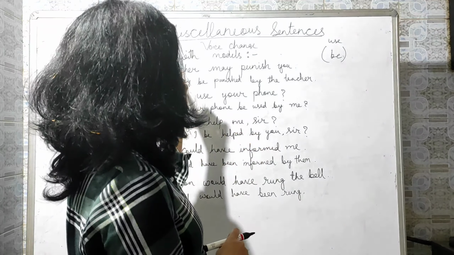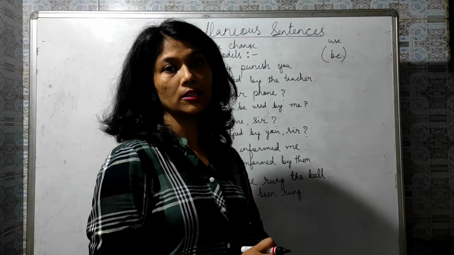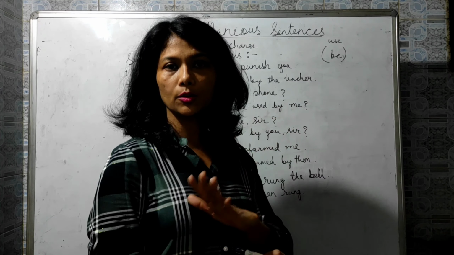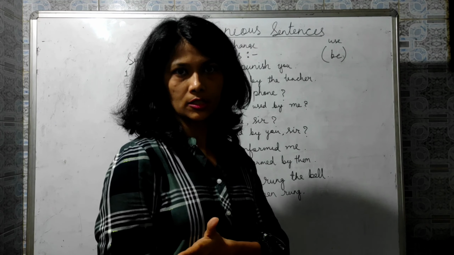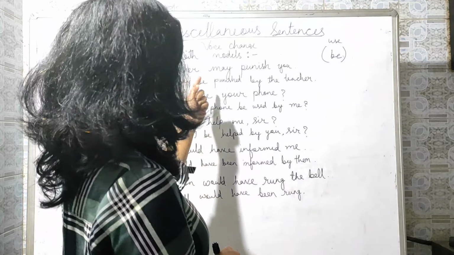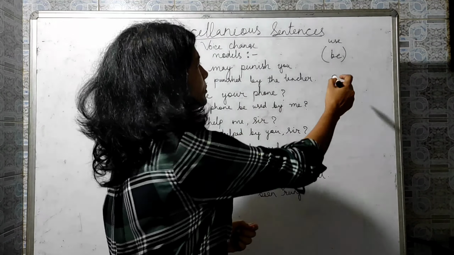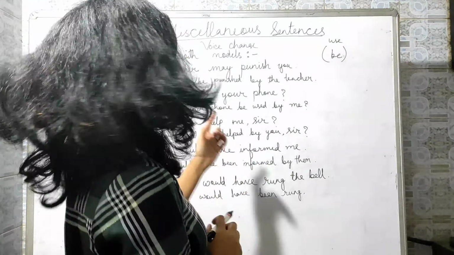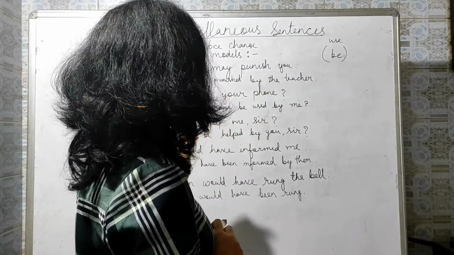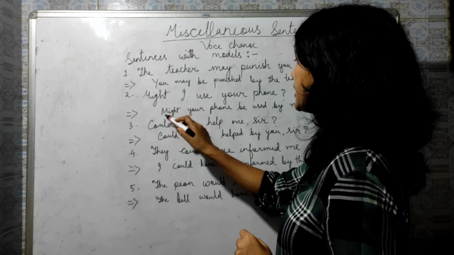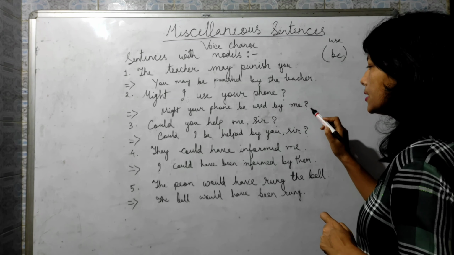So here we have come to sentences with modals. I have written the answers also to save time because we have to do some more miscellaneous. "The teacher may punish you." Here you have to do nothing, only use the be verb. You may be punished by the teacher. "Might I use your phone?" The question will remain as it is. Might your phone be used by me?